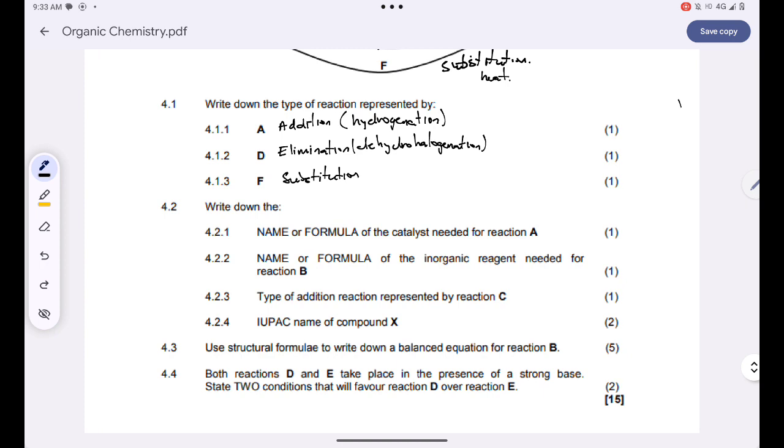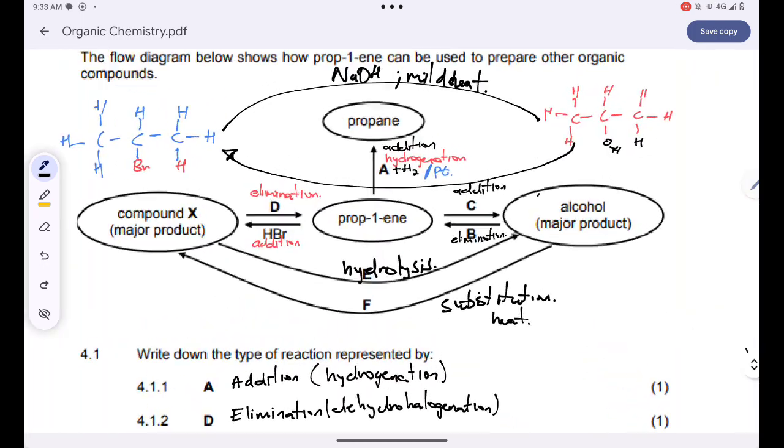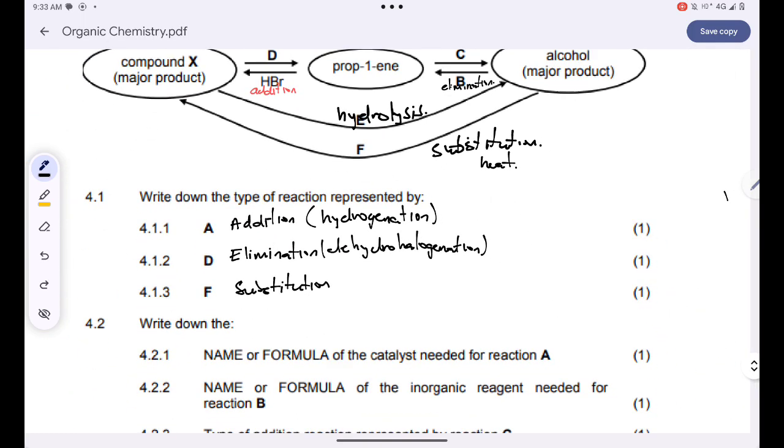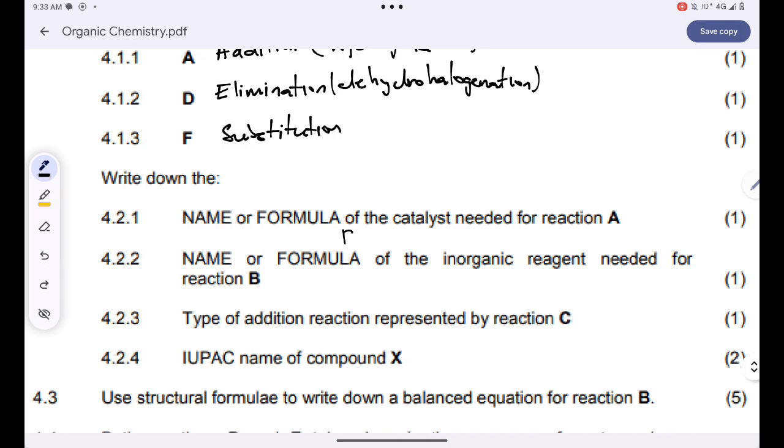Okay, and then now we must write down the name or formula of the catalyst needed for reaction A. I've already written the name of the catalyst, guys, né? Whenever you deal with hydrogenation, the catalyst that you will need is platinum.